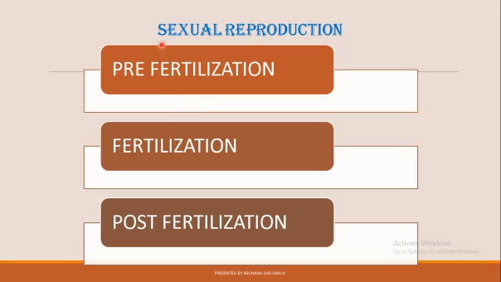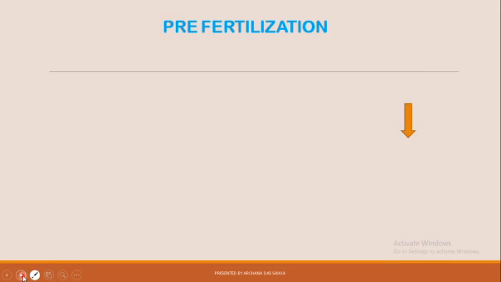As we have already discussed, sexual reproduction involves two parents. There is formation of gametes in the parents. Gametes unite together, and it results in the new individual, that is the zygote. The zygote will grow, undergo cell division, and finally result in the new offspring. Now the first event, that is pre-fertilization.